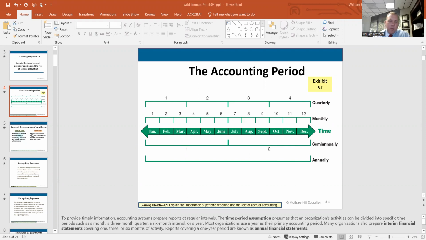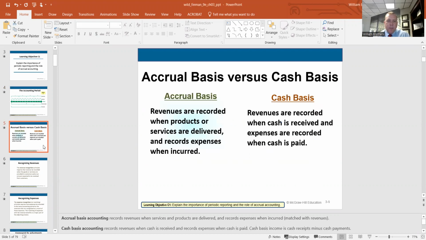But what I really want to get into is a discussion of accrual basis and cash basis. If you think about when we prepare financial statements for end users, whether within an organization or outside of it, it's really important for us to be accurate and to provide a true picture of what's happened. If you read the definition here, under the accrual basis, revenues are recorded when products or services are delivered, and expenses are recorded when they are incurred.